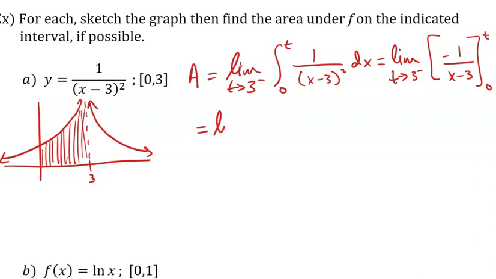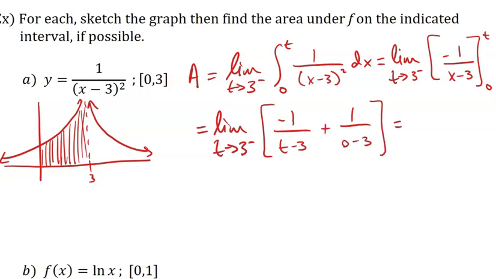All right, so continuing that, limit as t approaches 3 from the left. And we are plugging in t first, so we have negative 1 over (t minus 3). And plugging in 0, that's going to be minus a negative, so I'm going to make that plus 1 over (0 minus 3). All right, so this part right here is just negative 1/3. That's a constant, no problem there.